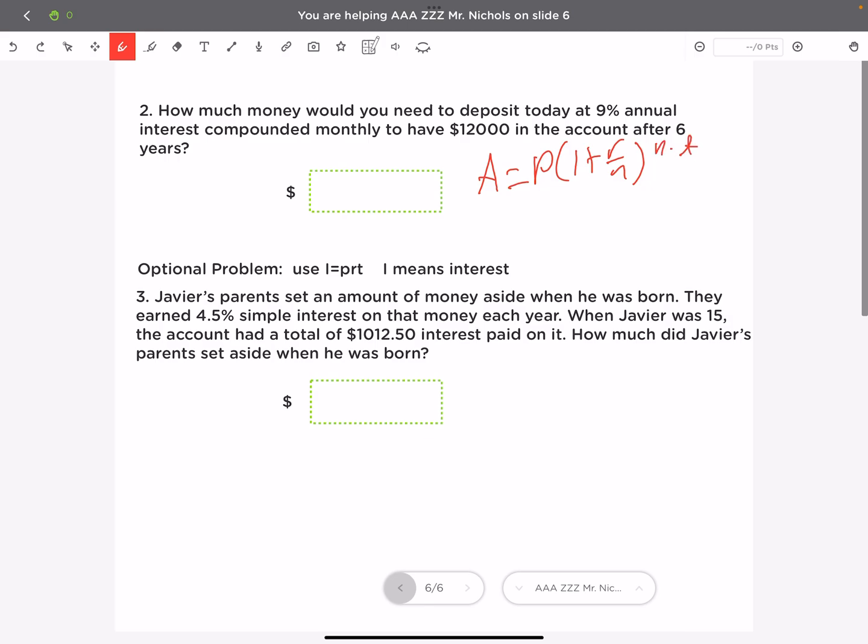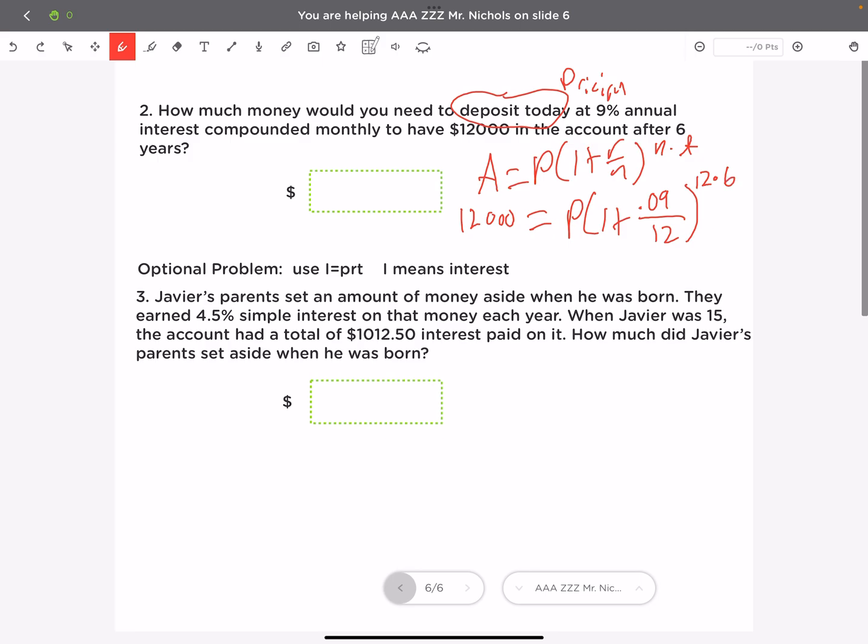Now in this case, we want to know how much we need to invest today. Deposit today, this is our principal, so that's what we're solving for, P. That's our variable. What we know is that we want $12,000 is equal to P times (1 plus r over n) after 6 years. Now, it's compounded monthly, so we would do 0.09 over 12 to the 12 times 6.